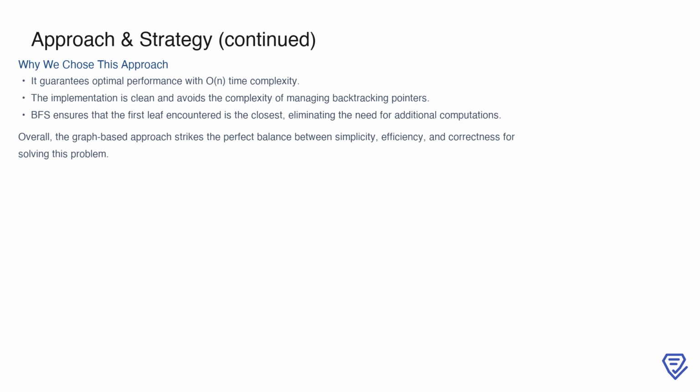Another advantage is that BFS guarantees that the first leaf node encountered during traversal is the closest one, which eliminates the need for any further calculations. By converting the binary tree into an undirected graph, we simplify the problem while maintaining efficiency and correctness. Overall, this approach offers the perfect combination of simplicity, performance, and clarity, making it the best solution for solving the closest leaf in a binary tree problem.